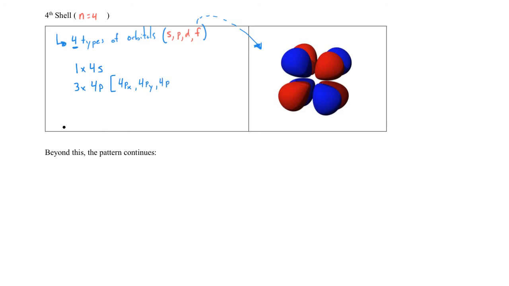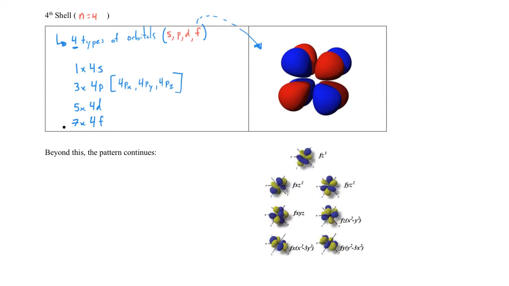So let's summarize here. We've got 4 types of orbitals. We have the 4s, we have 1 of those. We have the 4p, we have 3 of those: the 4px, the 4py, and the 4pz. We also have the 5 of the 4d orbitals, and we have 7 of the 4f orbitals.